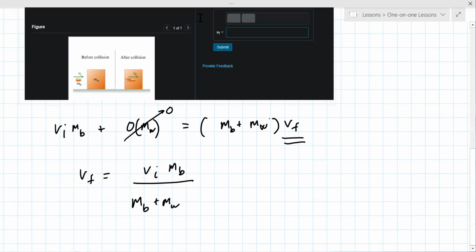What's M_W? Mass of the wood. Mass of the wood, okay. And mass of the bullet. Okay. Initial velocity, mass of the bullet. Okay. So what are we given in this equation? We are given just that, right?